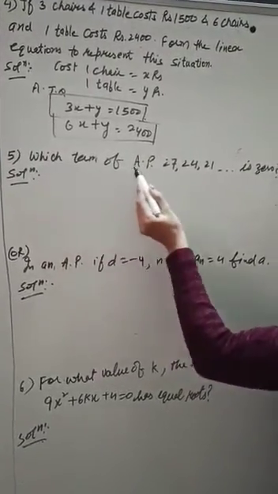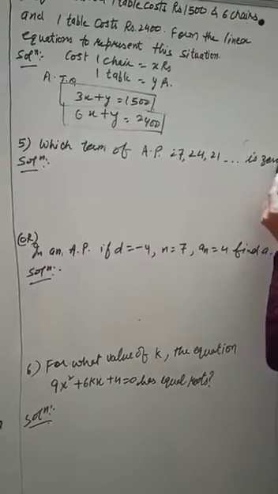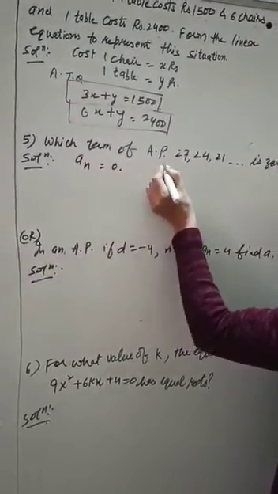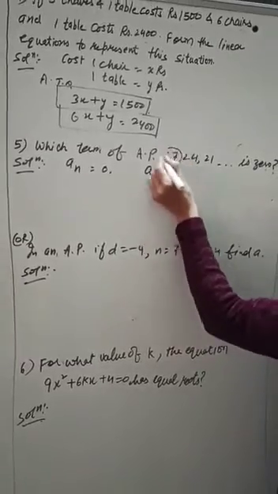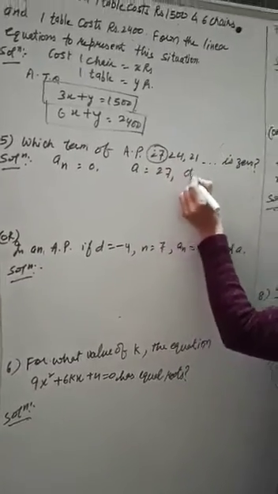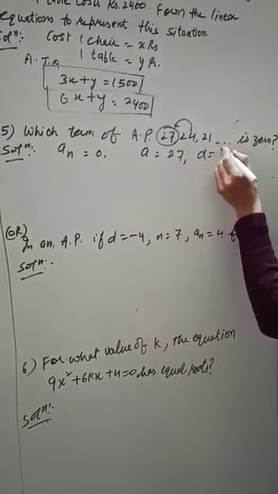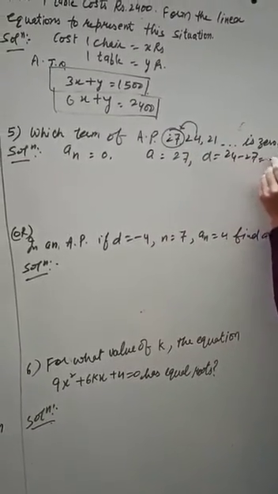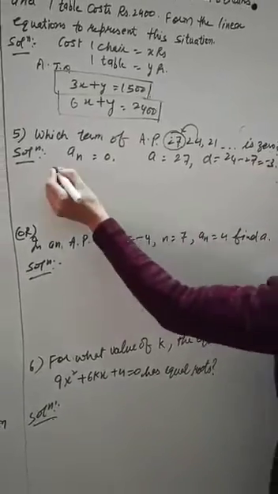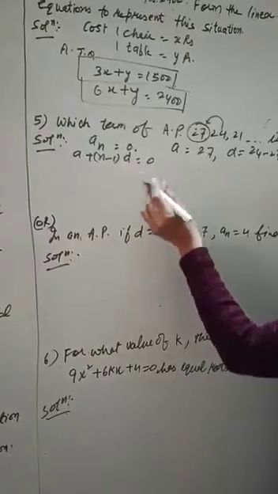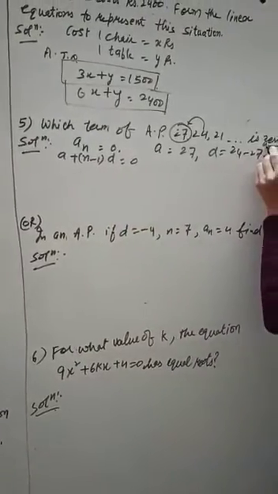Next question, which term of the AP is 0? This means we have to find n such that the nth term is equal to 0. We are given the first term A as 27, and D is the difference between consecutive numbers, here 24 minus 27, which makes minus 3. So the nth term is A plus (n minus 1) into D is equal to 0. We have to find out which term is 0.